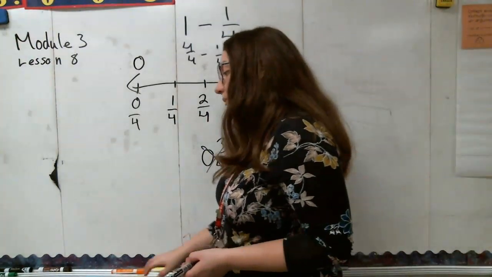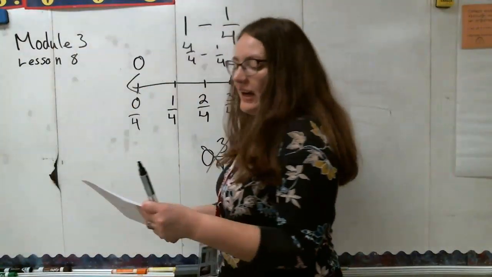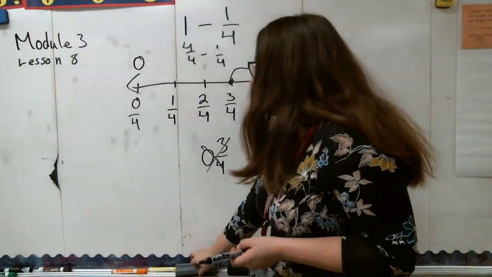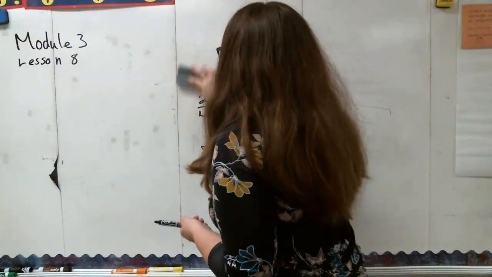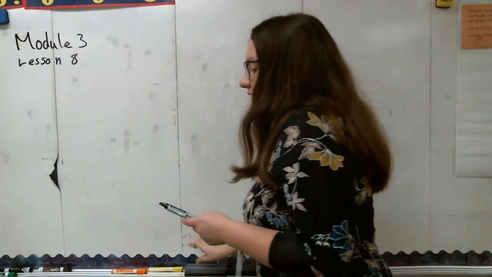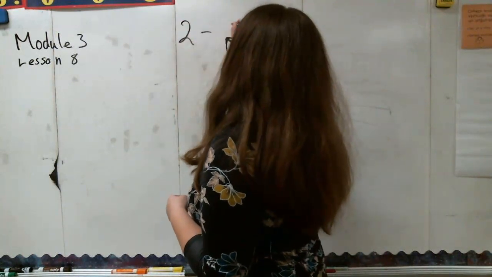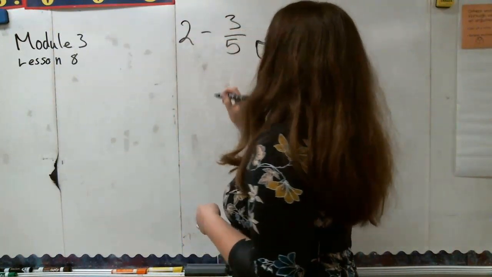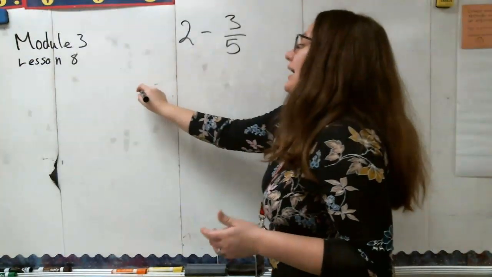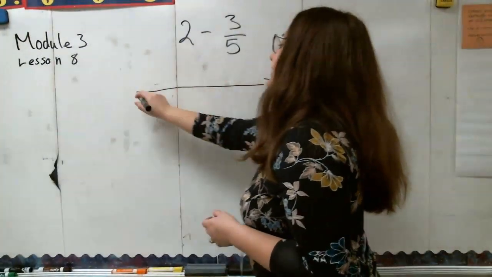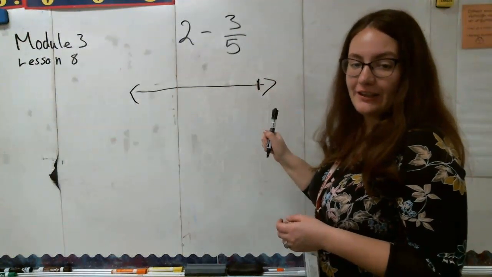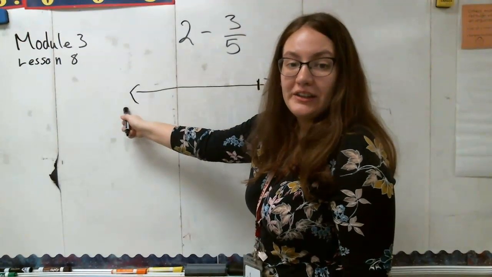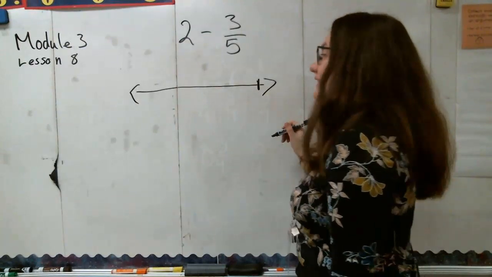So we just have one more problem to do now, and that's on the back. This one's going to be similar to the last one, but a little bit trickier. What we're going to be doing now is subtracting 2 minus 3/5. So again, I'm going to draw a number line, and I'm going to start on this end of my number line since I am subtracting. Usually when you add, you start on this end. If you're subtracting, you start on this end.